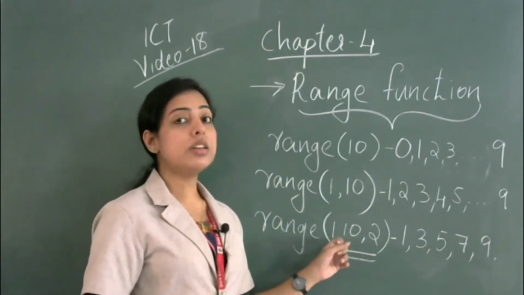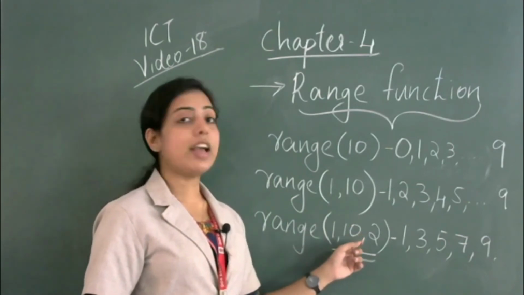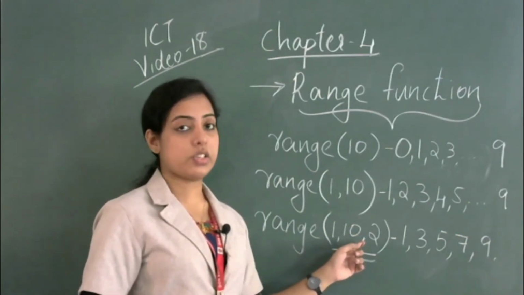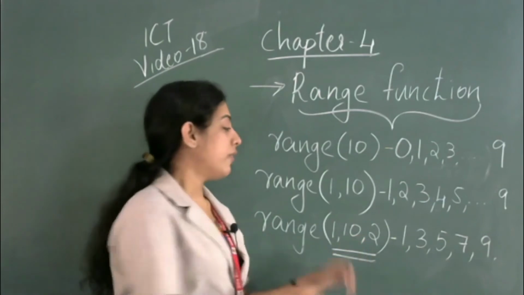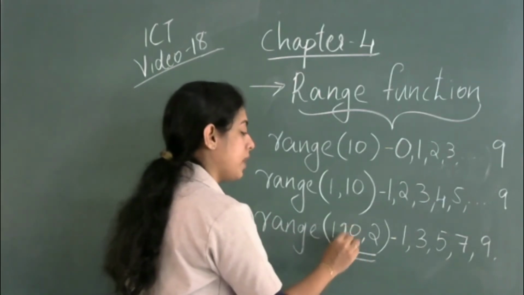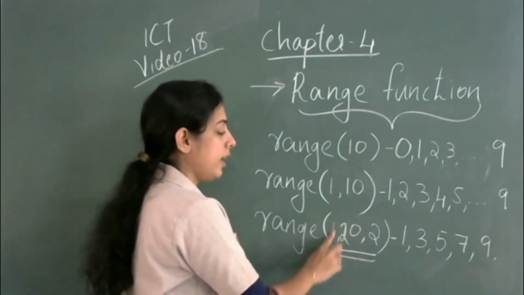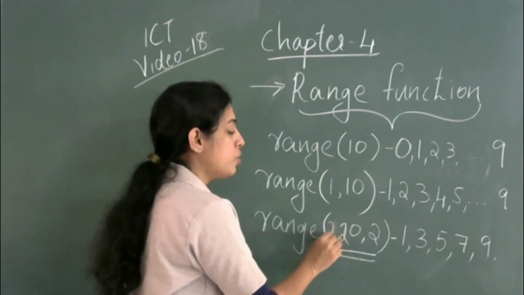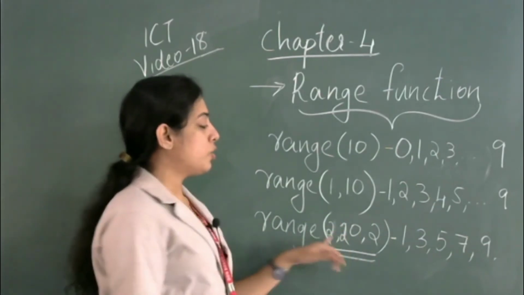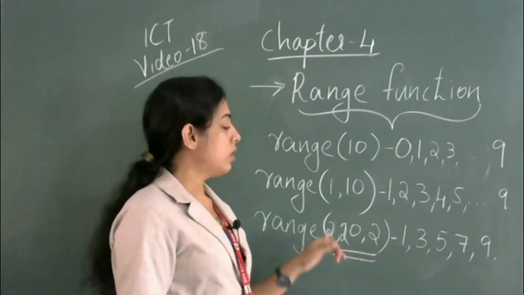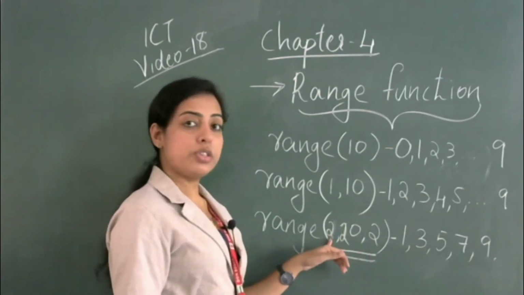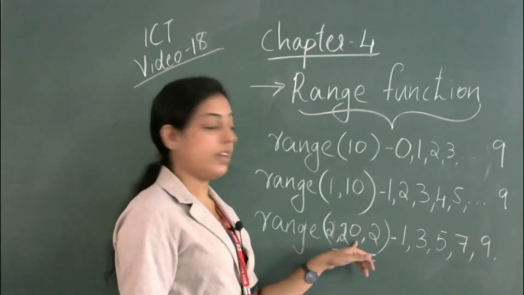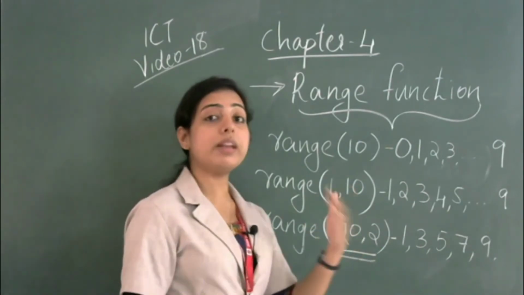First value is the start value, second value is the less than condition, less than 10. Okay, I am changing it to less than 20. Here I am specifying 2. Okay, 2, 20, 2. So here start value 2, less than condition 20, then the increment condition 2.